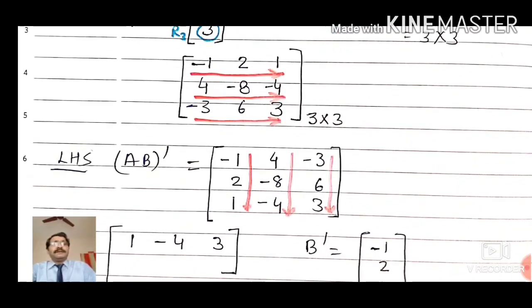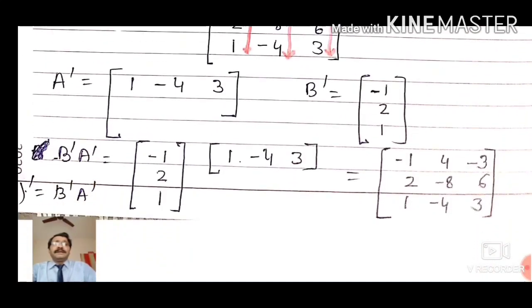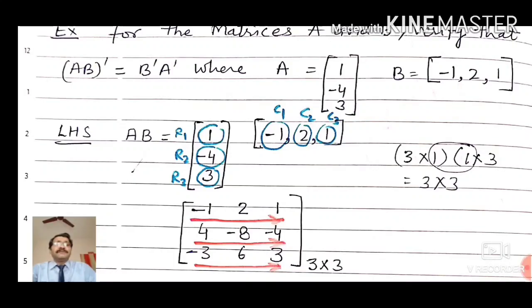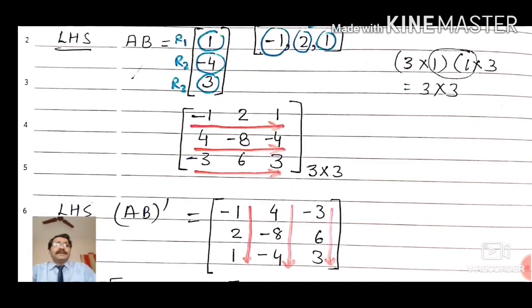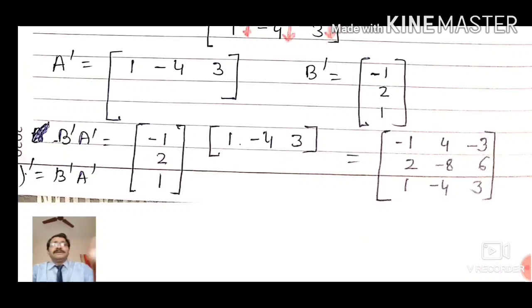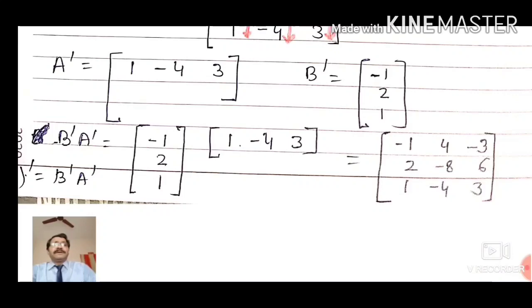Now you have to find (AB) transpose. So first row you change into first column, second row into second column, third row into third column. So you get the left hand side. Similarly here A transpose is given to you, B transpose you can find from B. This A, first column you can change into row, so you get this. And B is given to you, this first row you change into column, so you get this. Now B transpose A transpose means you multiply by these rules and you will get the same answer. So here both we get equal.